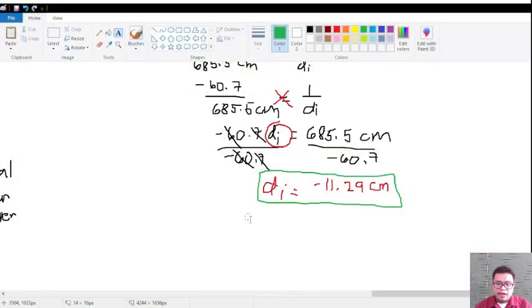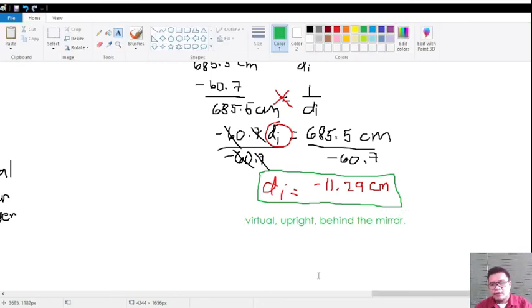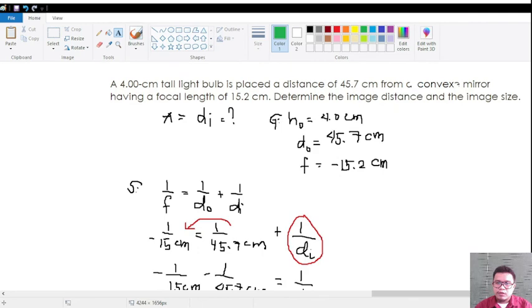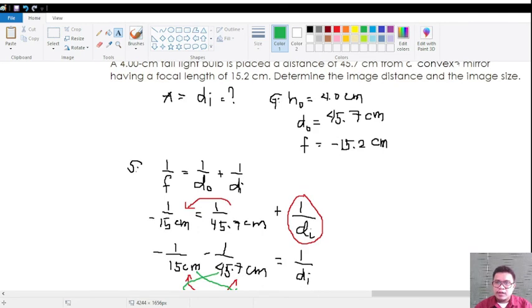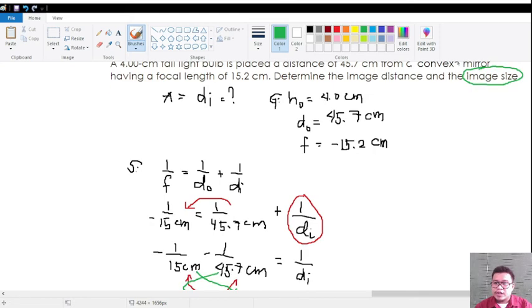So let's write our description. Since it's negative, this is virtual, this is upright, and behind the mirror, or on the opposite side of the mirror. That's how we describe this image. Now, the question is also asking us to determine the image distance as well as the image size. Let's not forget about this. What is the image size?